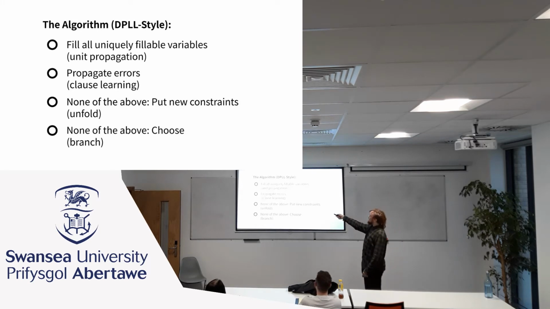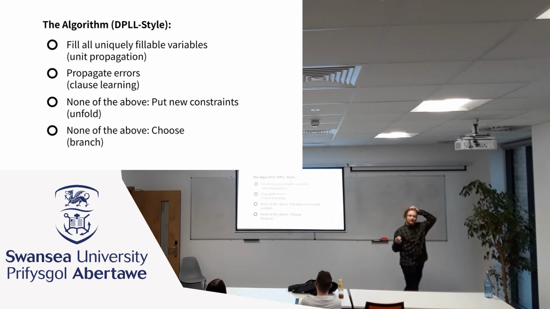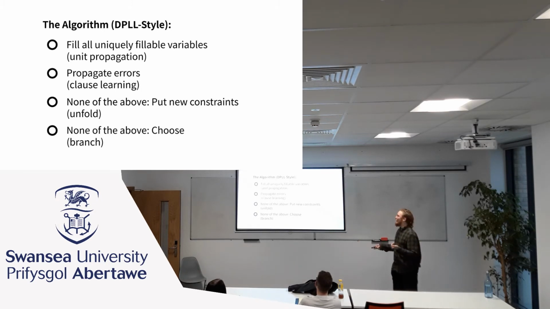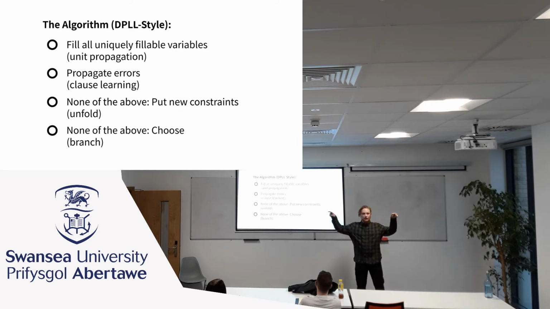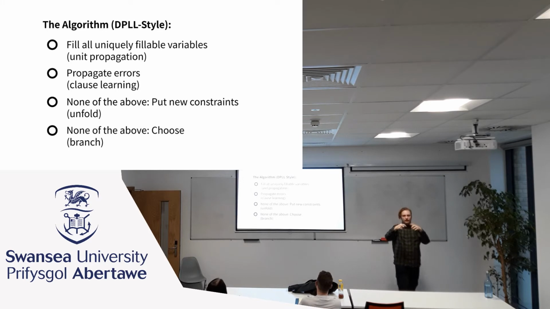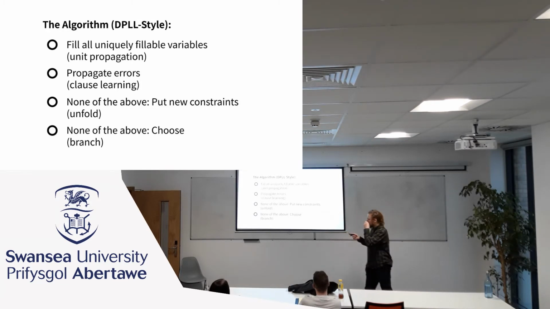So the first thing that our algorithm does is fill all variables that can be uniquely filled. We just look up in our tables, and if there is some table that says this value has to be in there, we just put it. For this one, conflicts can arise. Two different things say that there are conflicting values in our same variable, and we have to deal with these conflicts. Let us see that we would do this using something called clause learning.